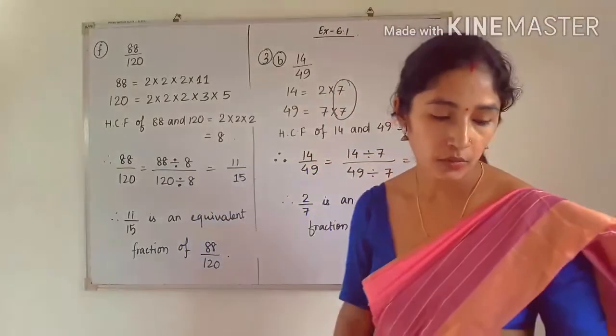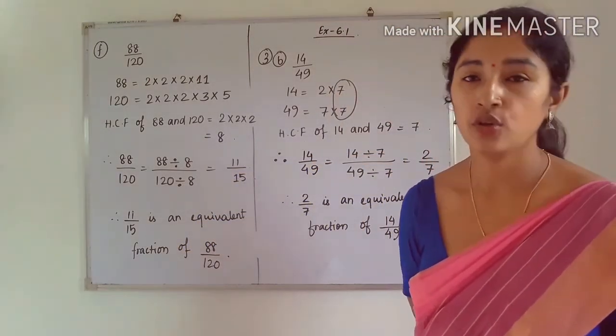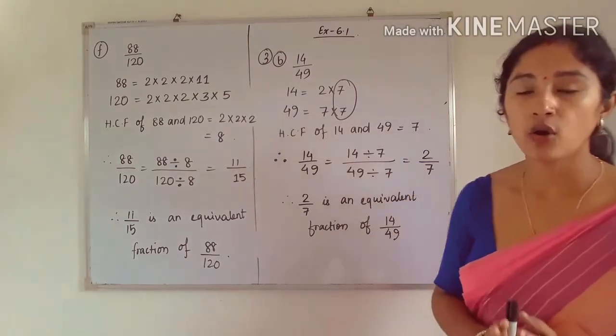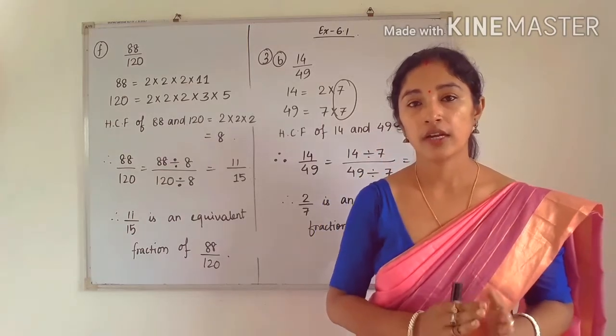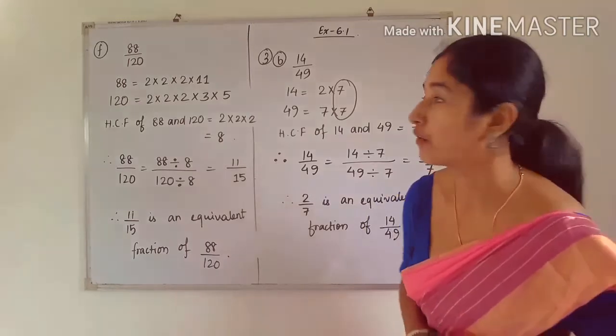So next is question number 3. Divide by a common factor to get an equivalent fraction. Number B I have done. See, first of all you have to find the common factor. We have already studied how to find the factors and how to find HCF. So here first of all we have to find the HCF.